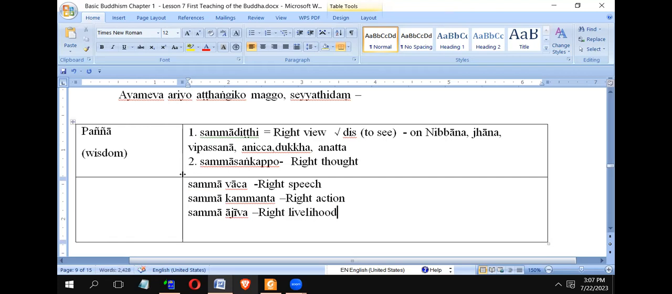So these are under which group? Sila, yes, Sila. Morality. Besides morality, what is another English word? Virtue. Virtue. Okay.